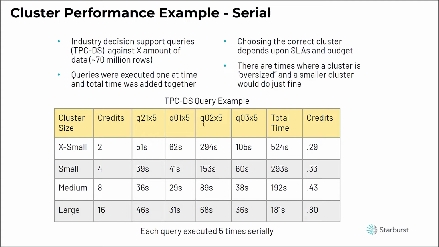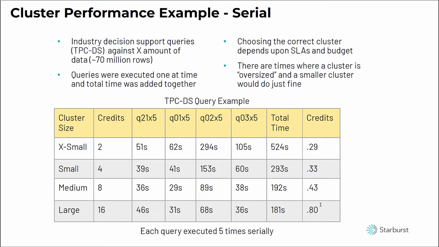But as you can see, some of these larger queries here, that's Q02, took 294 seconds for all 5 of these to run, and only 68 seconds for large. So what you can see is the total time over here on the right hand side to run these, and then you can see the credits that it cost.